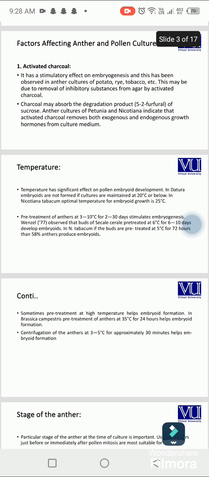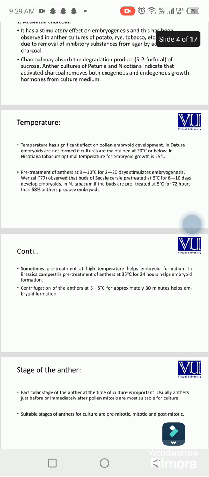Temperature has a significant effect on pollen embryoid development in Datura. Embryoids are not formed if cultures are maintained at 20 degrees centigrade or below. In Nicotiana tabacum, the optimal temperature for embryoid growth is 25 degrees centigrade. Pre-treatment of anthers at 3 to 10 degrees centigrade for 2 to 30 days stimulates embryogenesis.